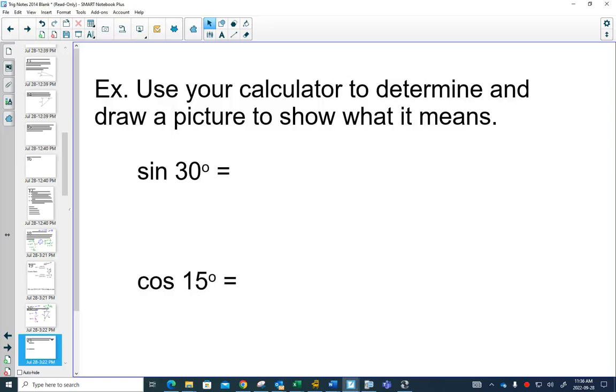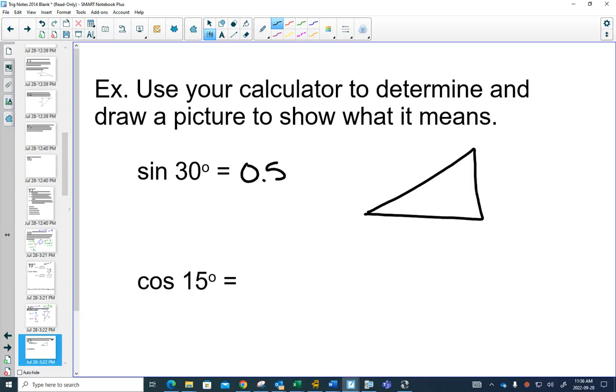Okay. So now, draw a picture. Well, this is trigonometry, so it involves right-angled triangles. If I draw a right-angled triangle and I label an angle as 30 degrees, what does the 0.5 mean? I'm going to draw a triangle. You have to draw a different one than I draw. You're not allowed to draw the same one that I draw. What does the 0.5 mean?